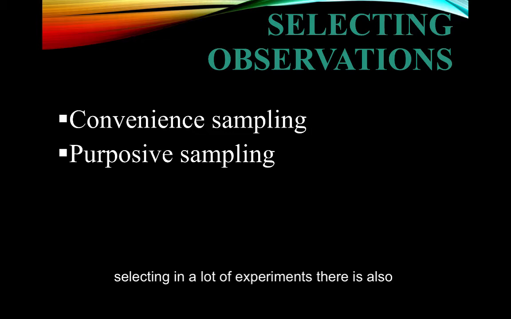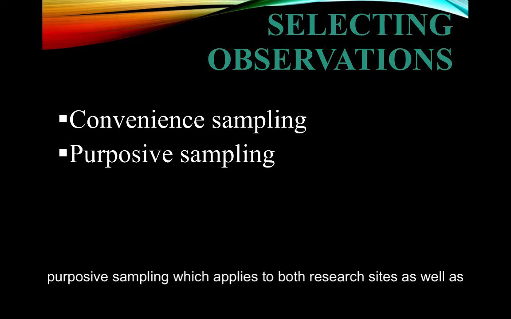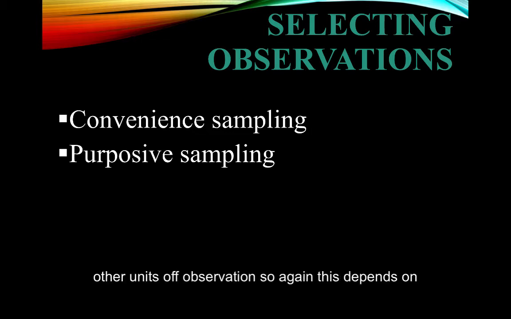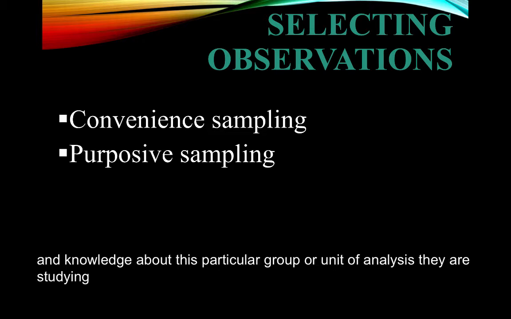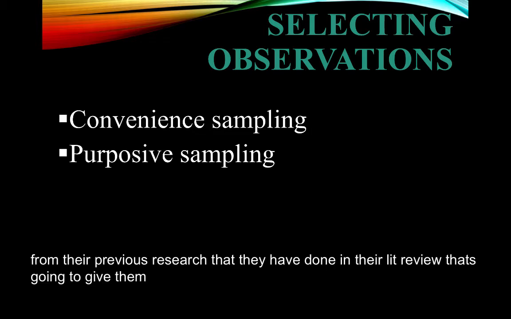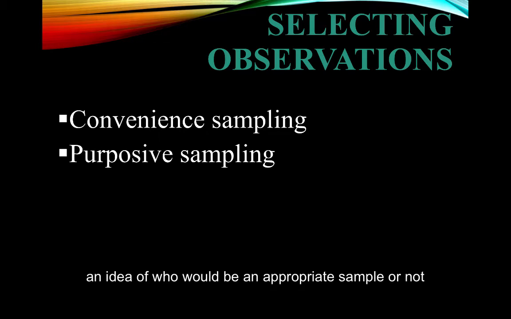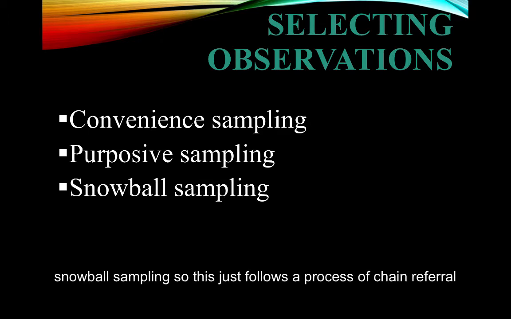There's also purposive sampling, which applies to both research sites as well as other units of observation. So again, this depends on the knowledge and judgment of the researcher who is going to have insight and knowledge about this particular group or unit of analysis they're studying from the previous research that they've done in their lit review. That's going to give them an idea of who would be an appropriate sample or not. So this is going to provide broadly representative samples, more so than exactly representative ones through probability sampling. And lastly is snowball sampling.